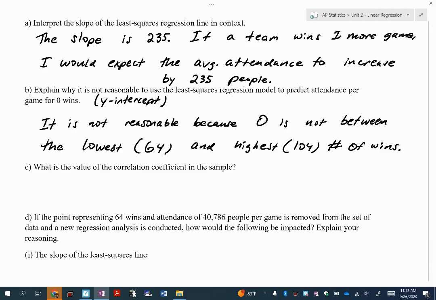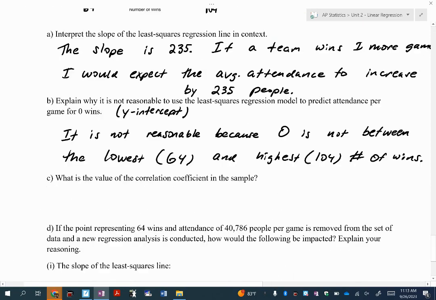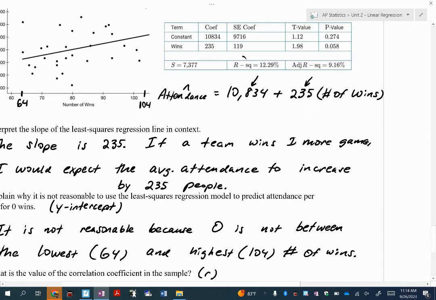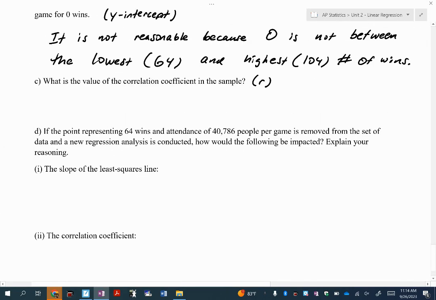Okay, what is the value of the correlation coefficient in the sample? Now, it doesn't actually give us the letter r. This is asking about lowercase letter r, but it does give us r squared. So it says r squared is 12.29%. So let me just write that down.